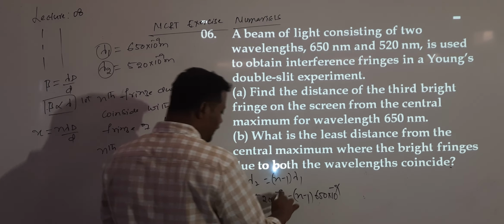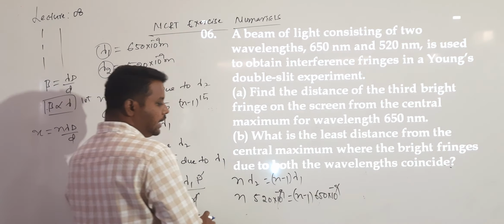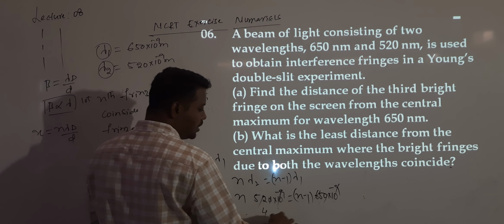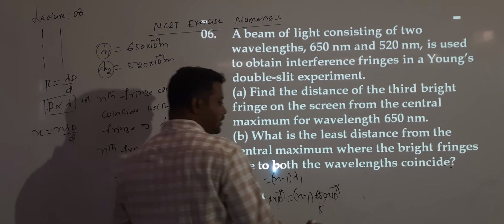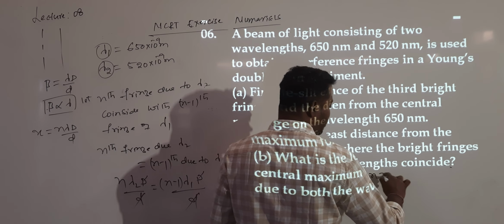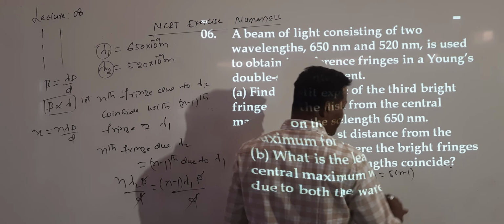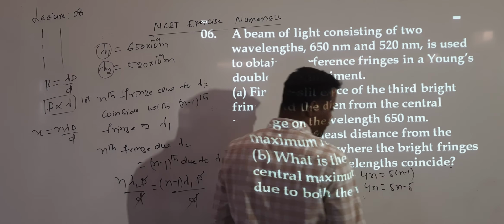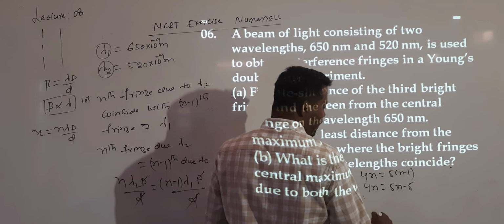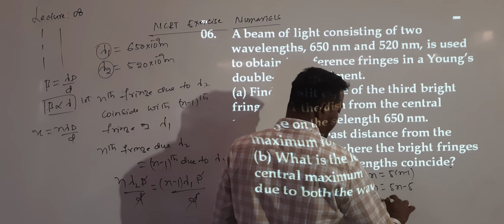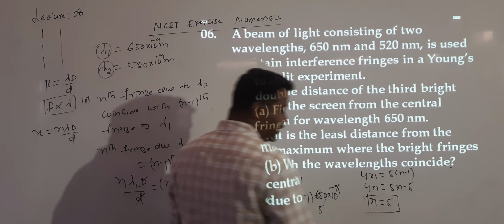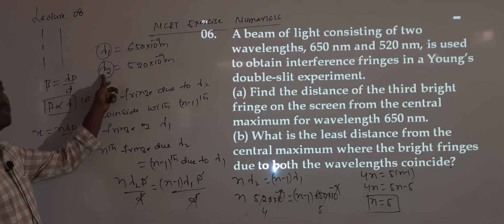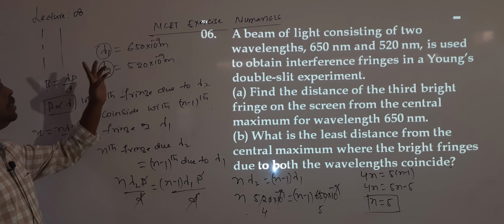The 10 power minus 9 cancels, and we can cancel the 0 also, and with the 13 table, 13 fours are 52, 13 fives are 65. So what is left is 4 into n equals 5 into n minus 1. Simplify: 4n equals 5n minus 5. From this, n value will be equal to 5. Are you getting it? Now which fringe is coinciding? The fifth fringe due to lambda 2 coincides with the fourth fringe due to lambda 1.